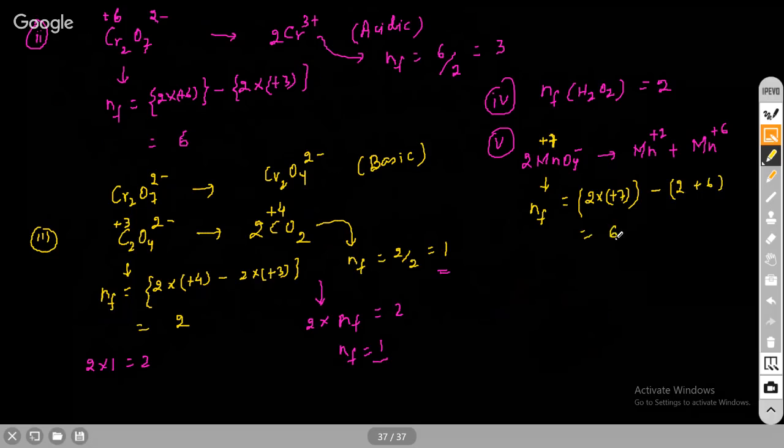14 minus 8, it is 6, right? And this 6 is divided by what? This 6 is divided by 2 also, because we have two molecules here. So we should write down here only divided by 2. So 6 by 2 is 3. N factor for this is 3.